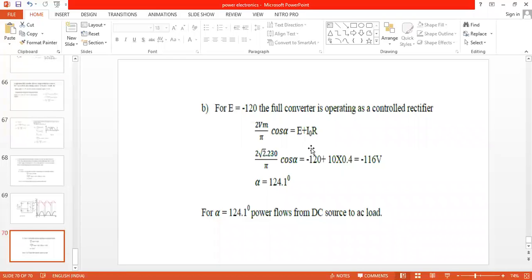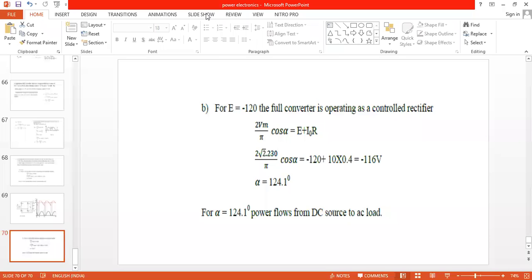124. Same formula, but only minus 120 you are going to place. Pi is 3.14. Fast calculations, you see. 120.0. Right. It is greater than 90, it is right.